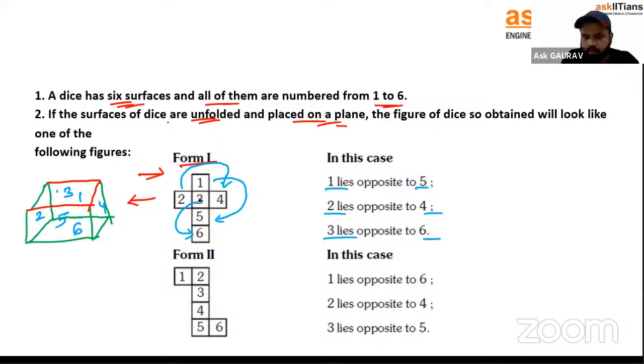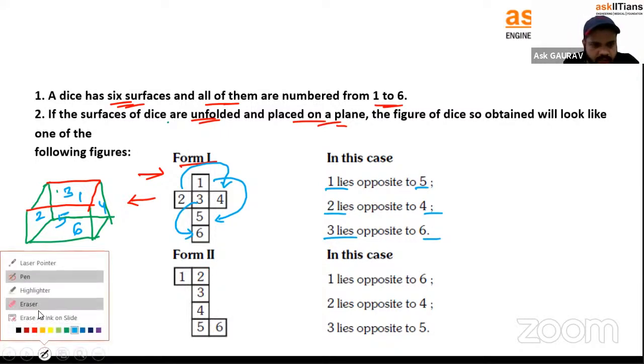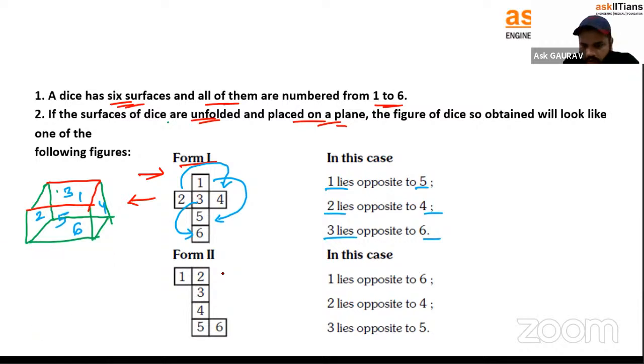In this form, 2 will be opposite to 4, 1 will be opposite to 5, and 3 will be opposite to 6. Now, this is form 2. In form 2, see the opposite ones, right? If you can imagine, your 2 will be opposite to your 4.